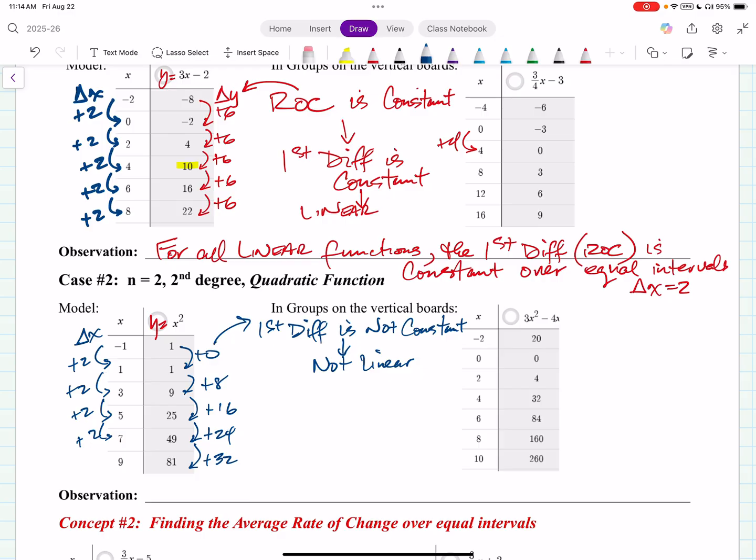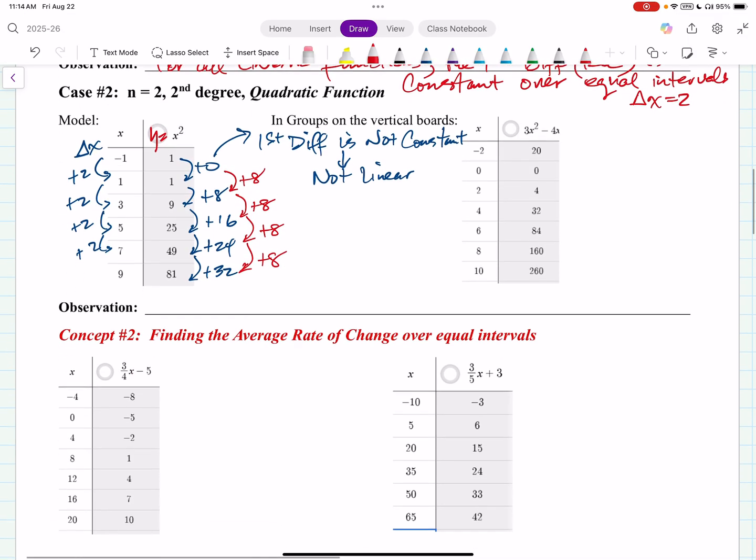So what do we do? Well, you take a look at the second difference. The change from 0 to 8 is +8. From 8 to 16 is +8. 16 to 24 is +8. And then 24 to 32 is +8. And voila, the second difference is constant. Does that always happen for quadratics? Well, guess what? The answer is yes, it does. And you're going to see that in the next one. This is called the second difference. So the second difference is constant, and that implies that it's quadratic.